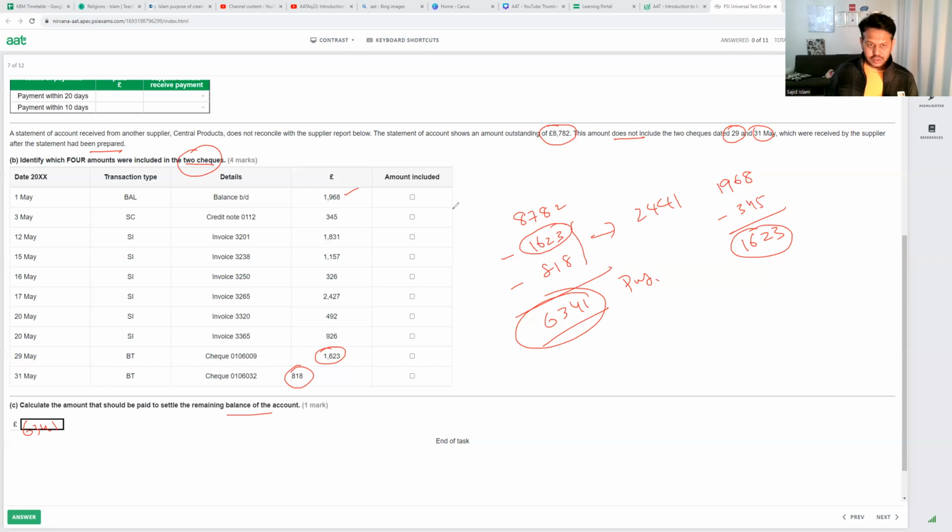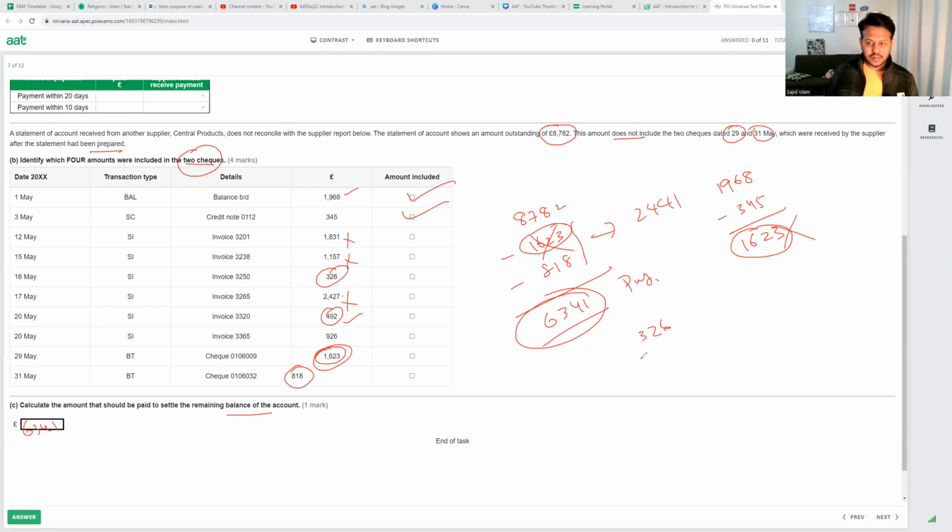So it exactly matches the first check, you see. So that means these two transactions, 1 and 2, are included in the first check, 1623. So this is gone. The next one, another check, 818. So let's have a look. This invoice is more than 818, so it is not this one. Then you have invoice 1157, this is more than 818, so it is not the one. We have a 326. Let's check because this is a lesser amount. And then this is more than 818. And we have a 492.